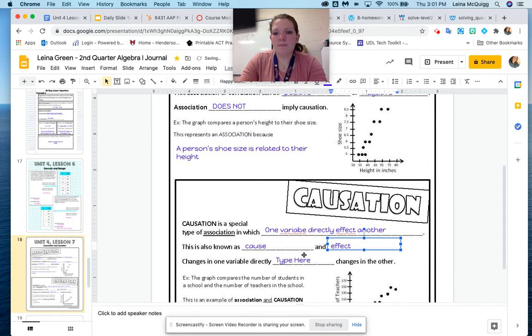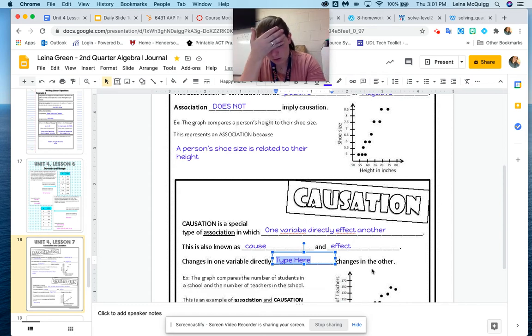Changes in one variable directly cause changes in the other. Okay. So if one thing changes, then it affects the other. If it's cause and effect, you're under causation.